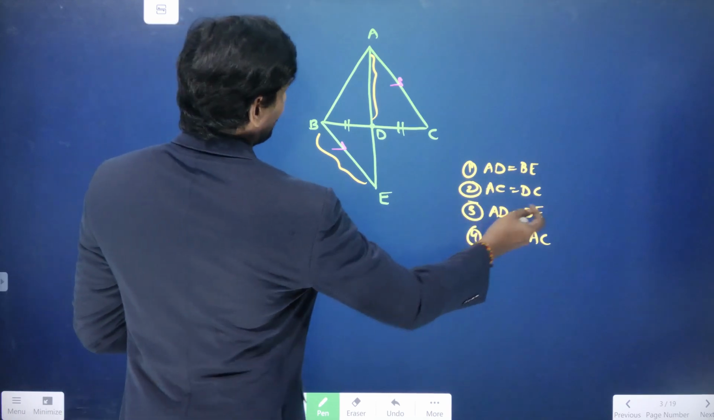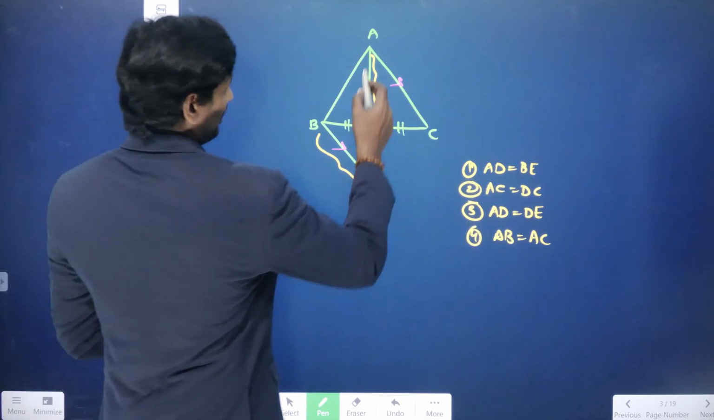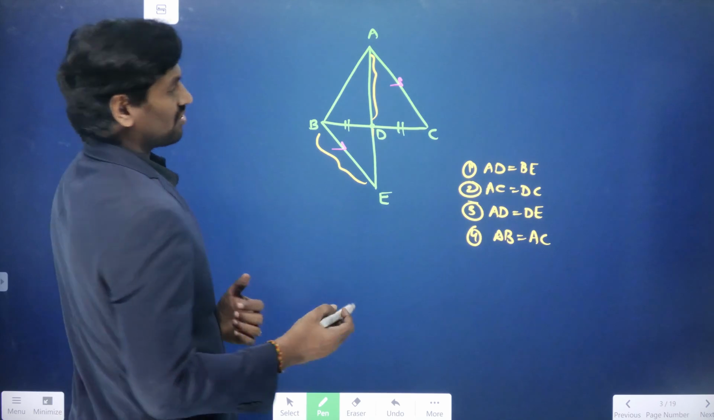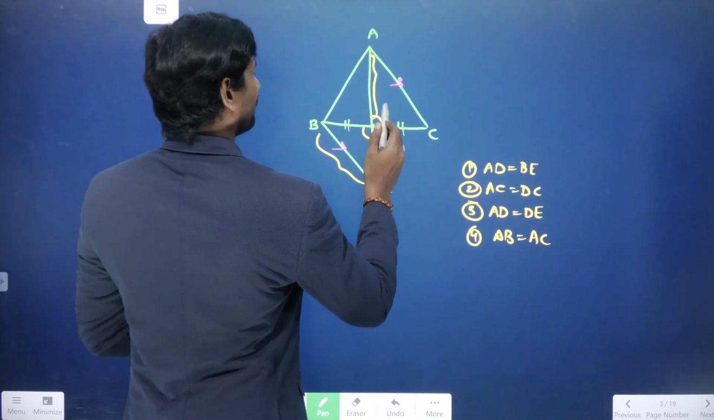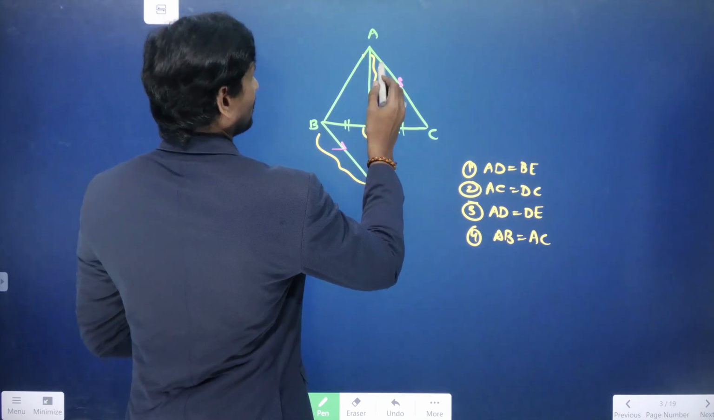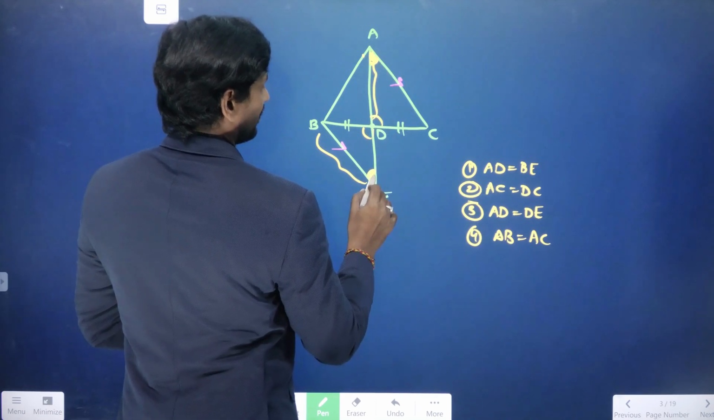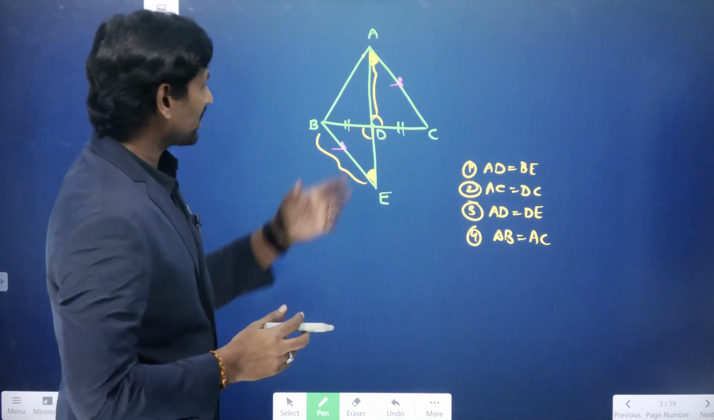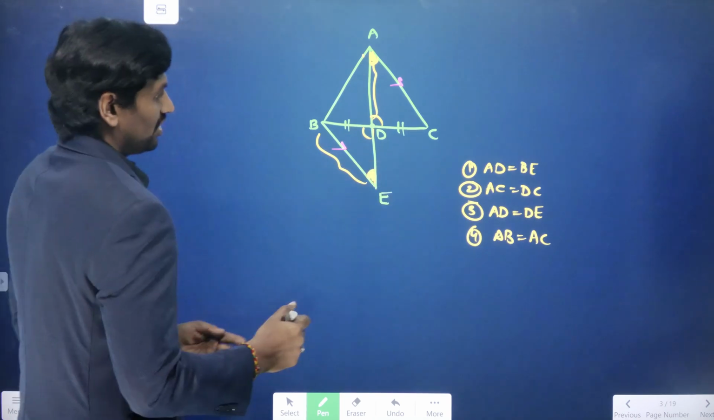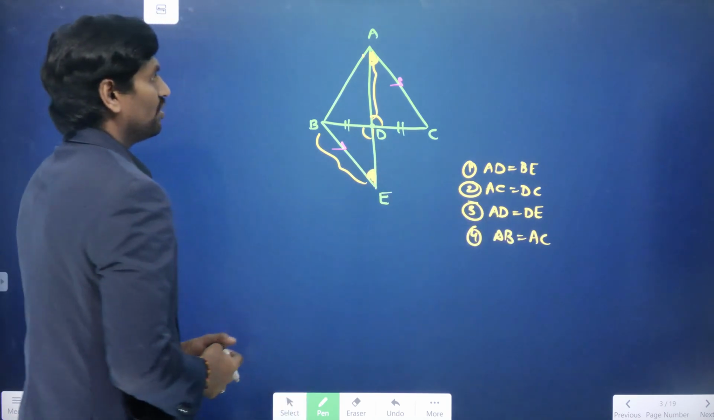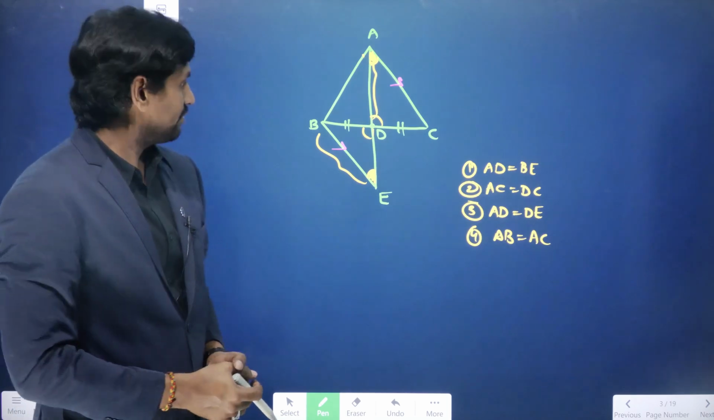Next, AD equals DE. AD length, DE length, equal or not. Here it is given that vertically opposite angles are equal, and these two angles are also equal. Alternate angles according to the transversal, alternate interior angles are equal. Okay, AB equals AC. What about these AB and AC line segments?